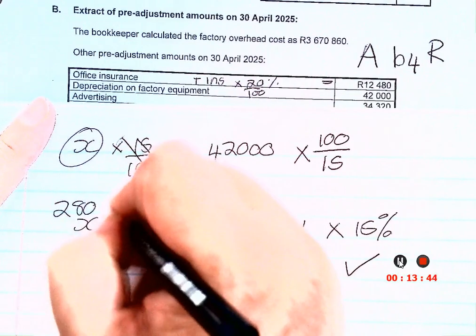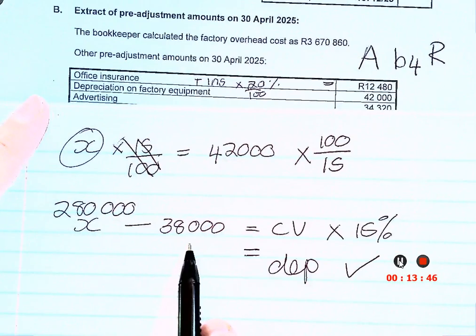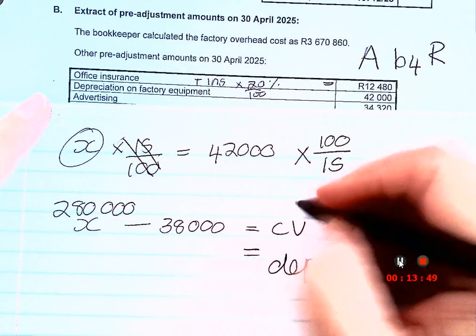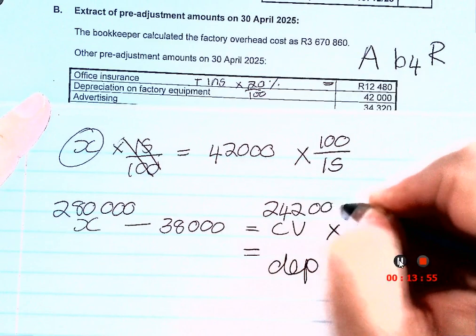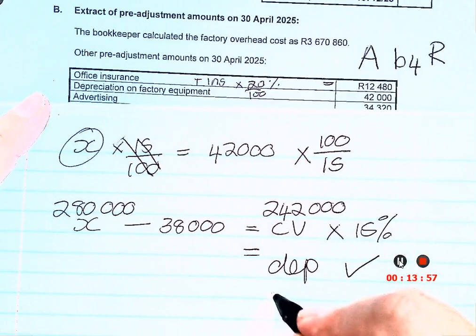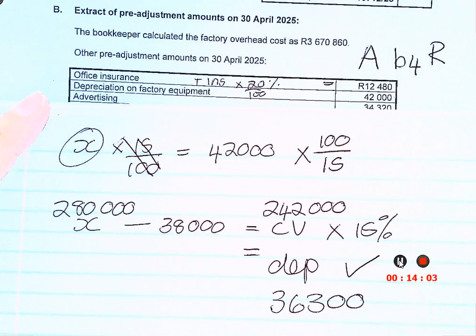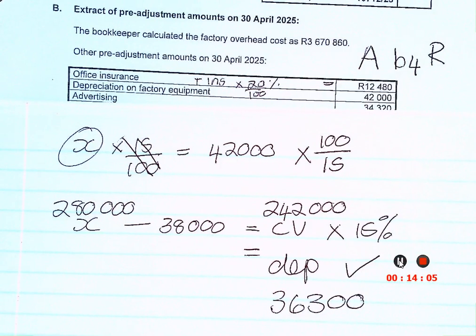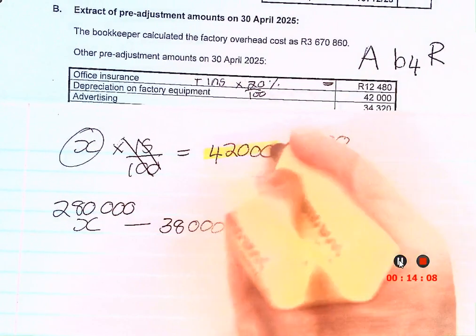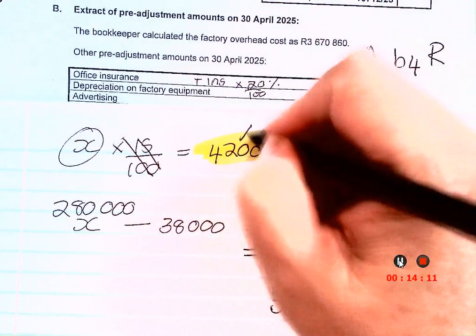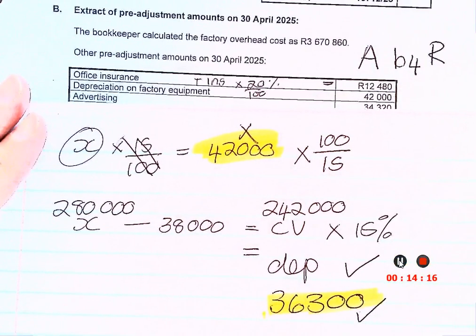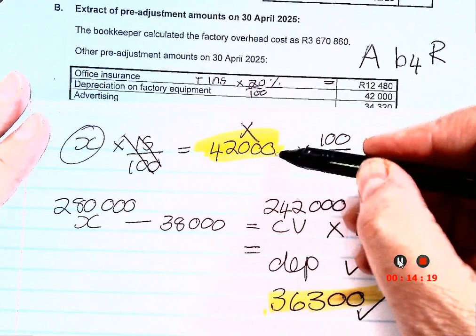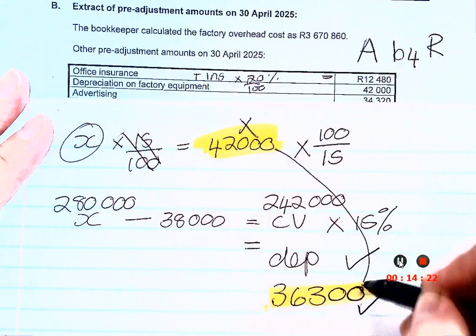$280,000. So 280 less 38 gives me 242, times 15% gives me 36,300. Now I see I showed in my books 42, which is wrong. It should be 36, right? This is the right one. So can you see I overcosted? So what's the difference between the two?